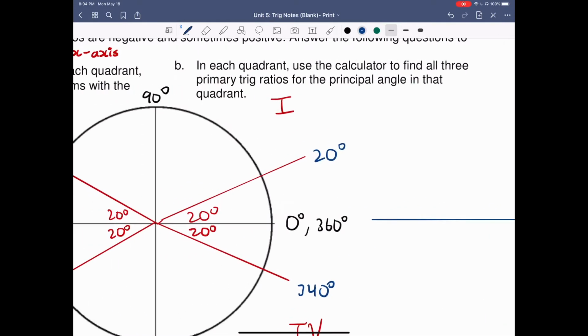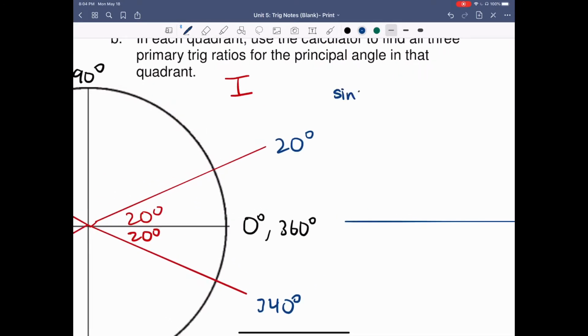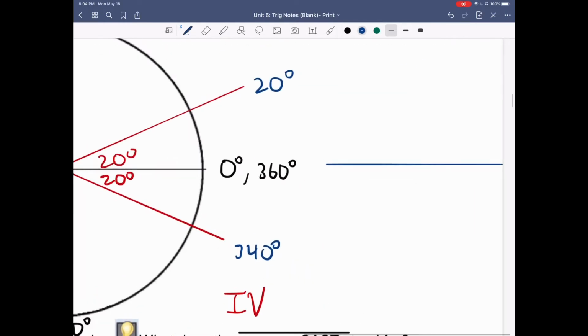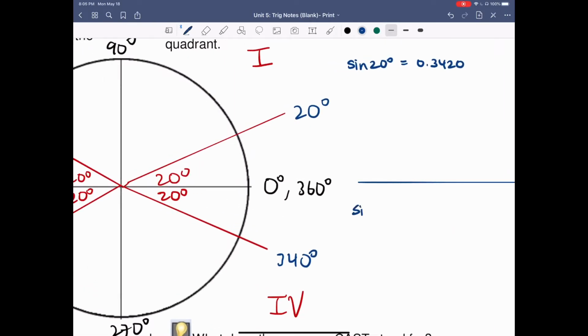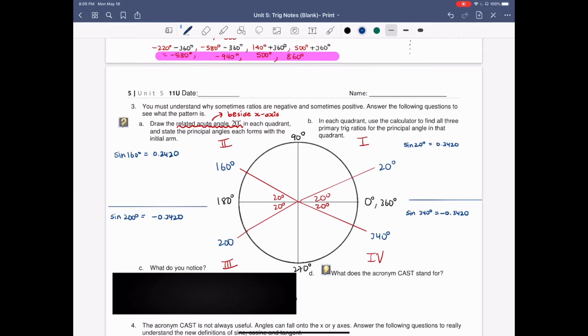Moving on to this quadrant, if I do sine of 20 degrees, I get 0.3420 on the calculator. Sine of 340 degrees is equal to negative 0.3420. So by looking at the sine of 160, 200, 20, and 340, which all correspond to the same related acute angle of 20 degrees but in different quadrants, I'm getting the same values but different signs. So I'm going to quickly go through that with the cosine and tan.